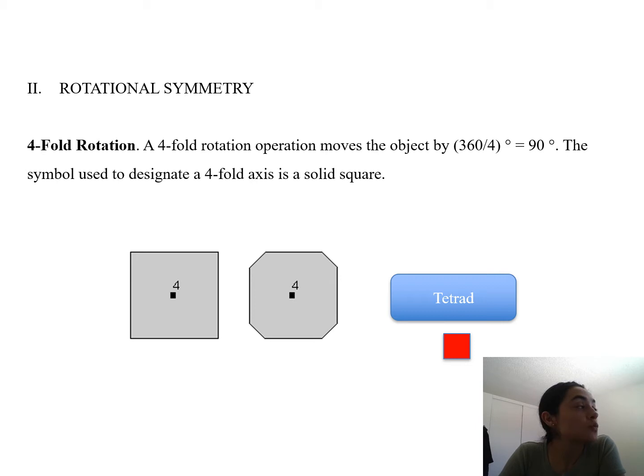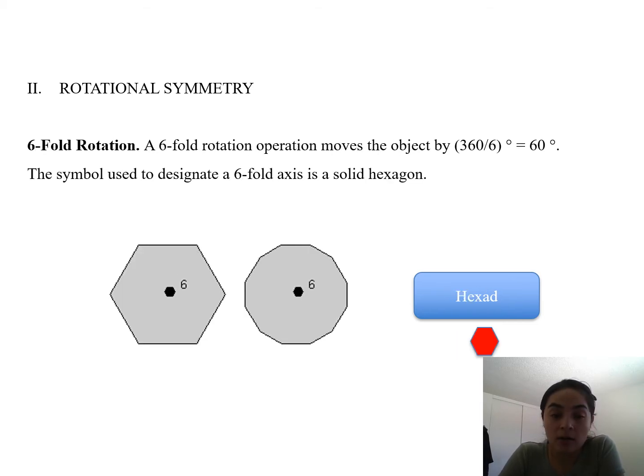So fourfold rotational symmetry would be things like a square, or this shape here, where the smallest amount of rotation that we would need in order to get the exact same image would be 90 degrees. So if we were to rotate this square about its center of rotation, the smallest rotation that we can do in order to get the exact same image, again, would be 90 degrees. And this is identified by this square or tetrad here.